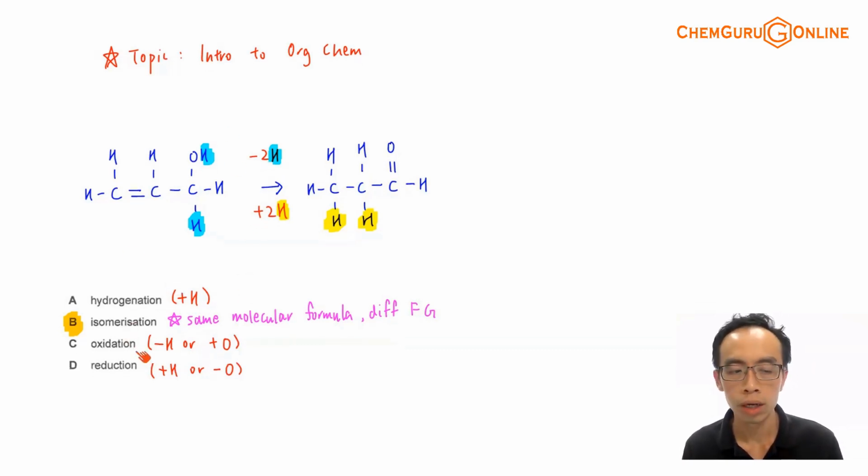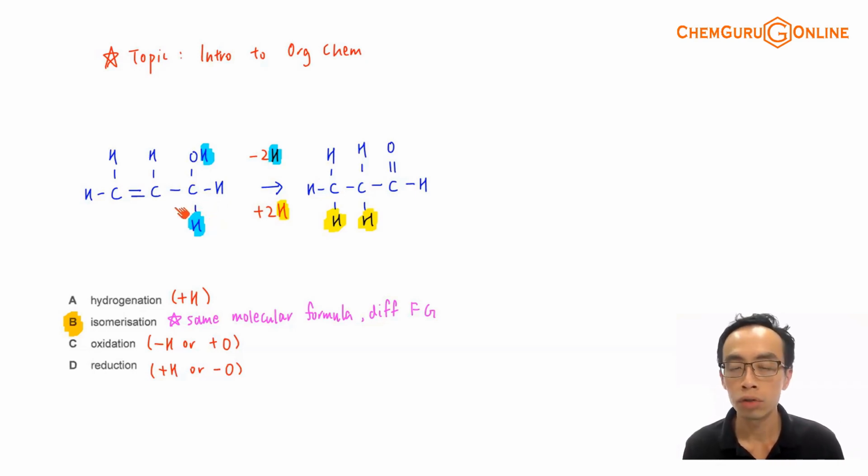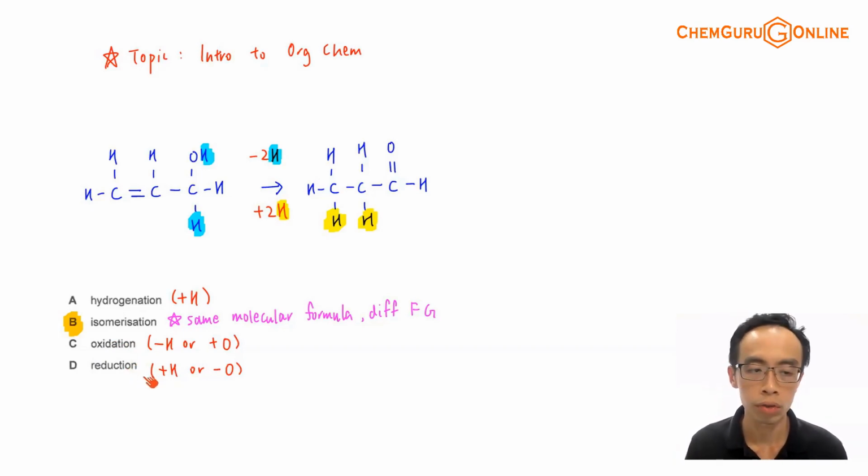Now, is it oxidation? Oxidation, I'm either losing hydrogen or gaining oxygen. Again, you notice it's actually a mixture of two things, because if I'm adding hydrogen to my alkene, basically I'm reducing the alkene. If I'm removing hydrogen from my alcohol, basically I'm oxidizing my alcohol. So it's like a combination of oxidation and reduction. So statements C and D, both of them are problematic. It's not really oxidation because there's also reduction. It's not only reduction because there's also oxidation. Options C and D are also not very good answers.